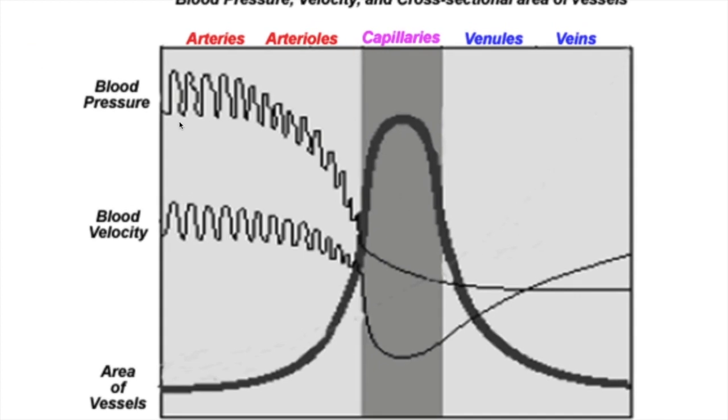So this shows blood pressure going through. It shows blood pressure and blood velocity in the area of the vessels going through the arteries, arterioles, capillaries, venules, and veins. And you can see as the blood flows into the smaller arteries, arterioles, and capillaries, the resistance increases because the size is decreasing. The diameter of these blood vessels decreases, so the resistance increases. And this is why the blood velocity decreases.